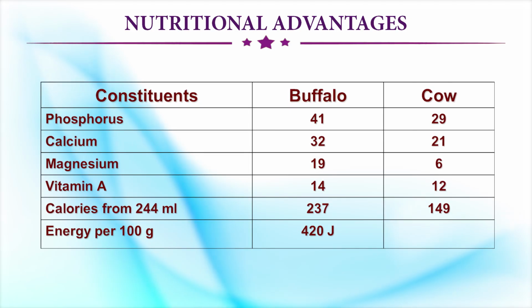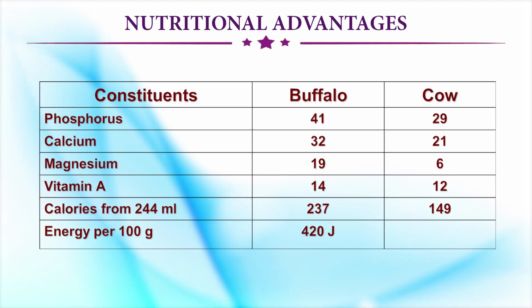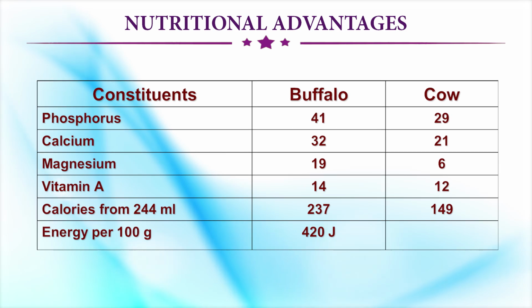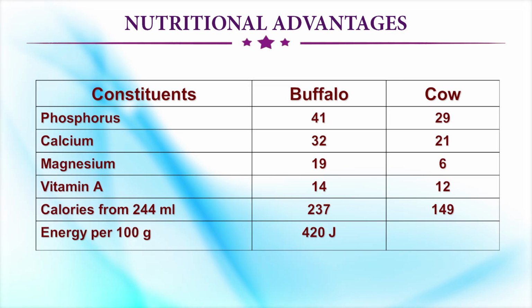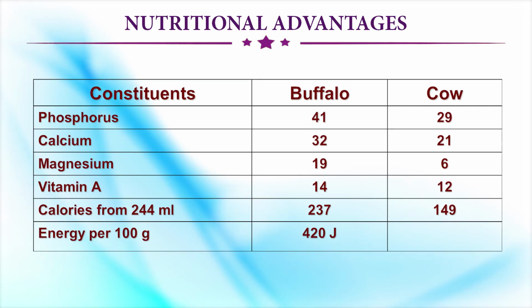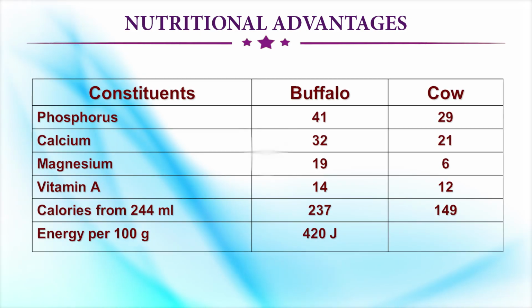So from 100 gram of milk we will get 420 joules. You can see the value of phosphorus is 41 in buffalo milk, while 29 is there in cow milk. So the contribution is less in this.